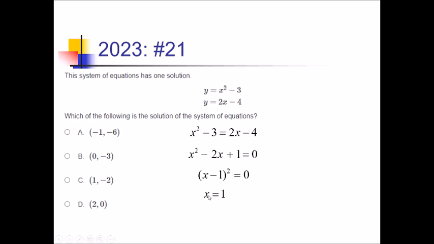But just to be on the safe side, let me plug that back in to at least one of these equations. I'm going to go with the linear one because that one's a little bit less intense. So I've got 2 times 1 minus 4 equals y. 2 times 1 is 2. 2 minus 4 is negative 2. So y equals negative 2. That gives me the point then 1 comma negative 2, which is actually, yes, choice C.